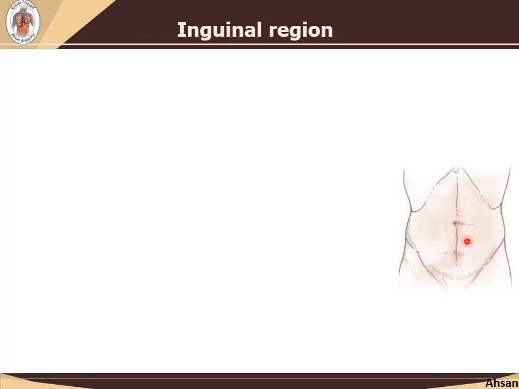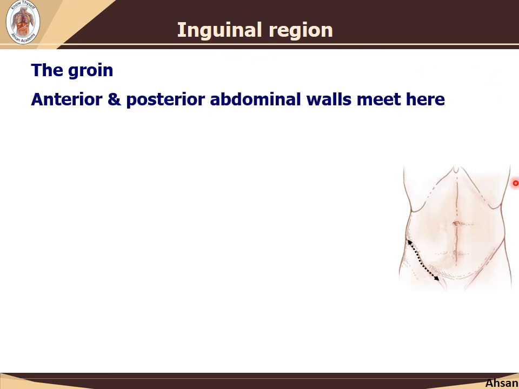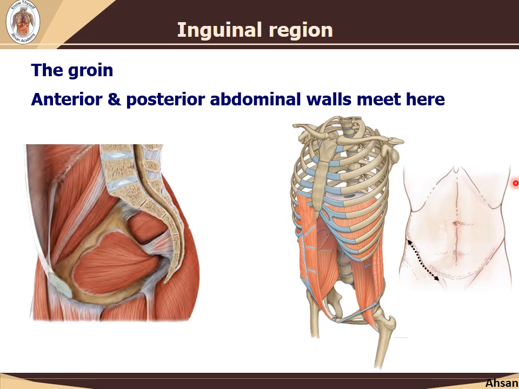You can see one sketch. This is the sketch of the lower abdomen, and this is the area that is indicated. The arrow is indicating the groin region. This area is anatomically known as the inguinal region. Here the anterior wall and the posterior abdominal wall meet.